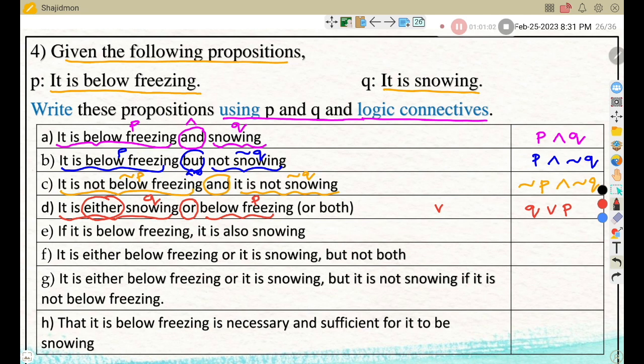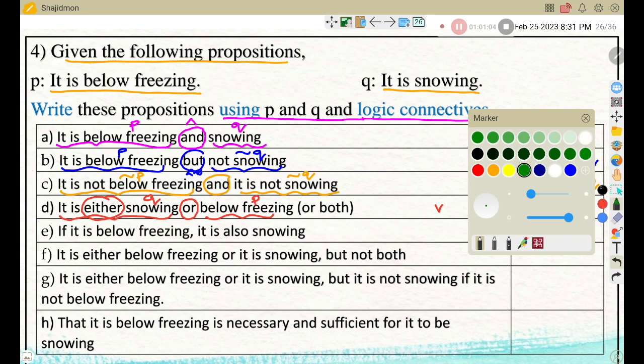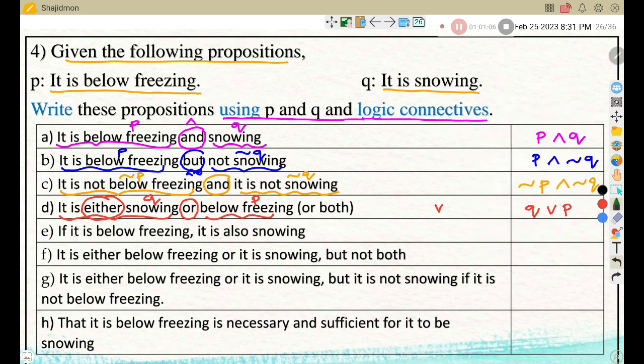Now question number E. We can go to question number E now. It is below freezing. It is also snowing. That is question number E. Question number E. If.